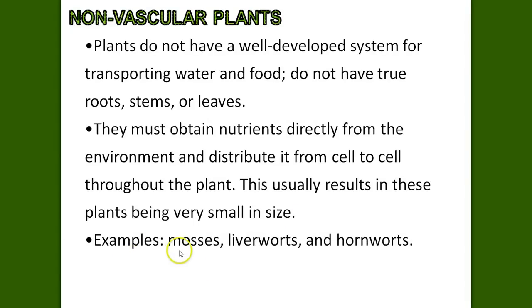The only three examples that you have to memorize for non-vascular plants are these three. So this would be very important for you to write down. Mosses, liverworts, how weird. Liverworts is a weird name, and hornworts is another weird name. Those should be easy for you to remember because they're so strange. Hornworts, liverworts, and mosses, and they're very, very small. So you need to make sure that you write very small.